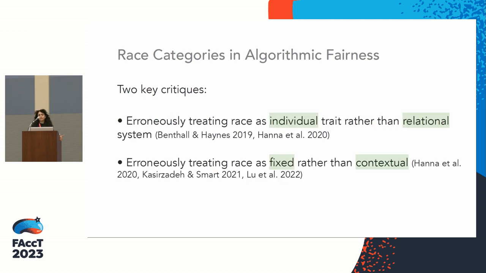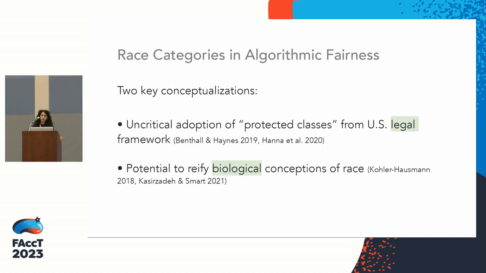Other people have also found this setting interesting, and there have been a number of really great critiques of racial categories in the algorithmic fairness community already. These critiques center on two key issues. First, the algorithmic fairness community's tendency to treat race as individual rather than relational. And second, their tendency to treat race as fixed rather than contextual. This critical literature points to two key influences that have shaped algorithmic fairness practices in negative ways. First, the uncritical adoption of legal conceptions of race, and second, the uncritical adoption of biological conceptions of race.